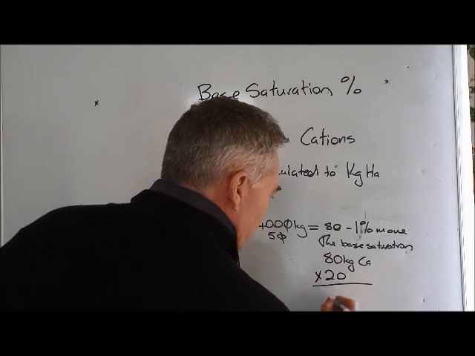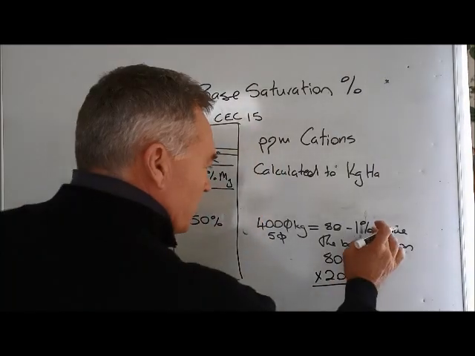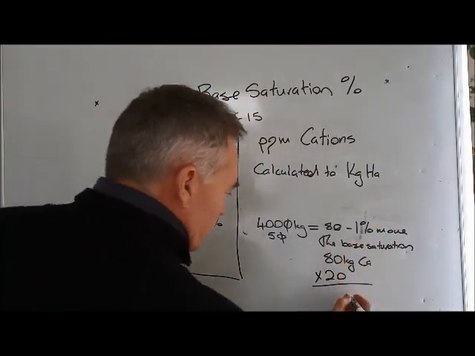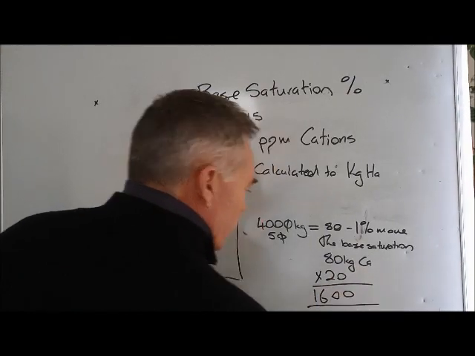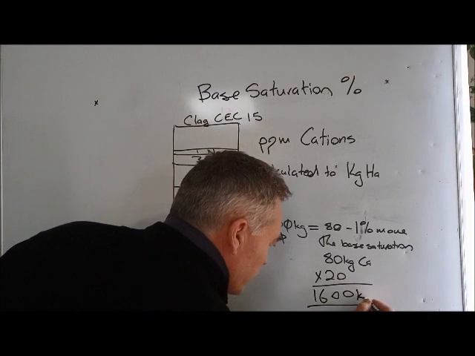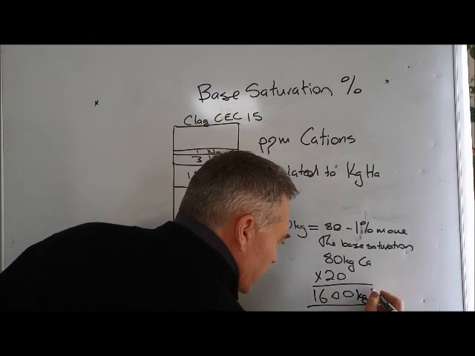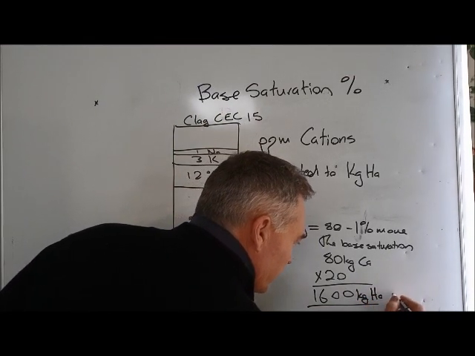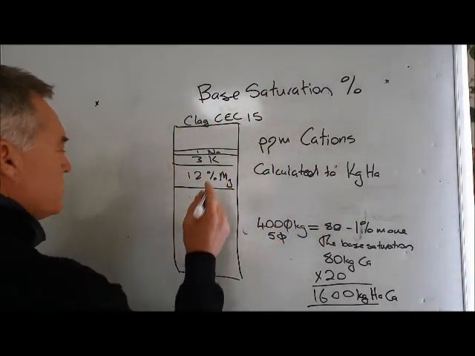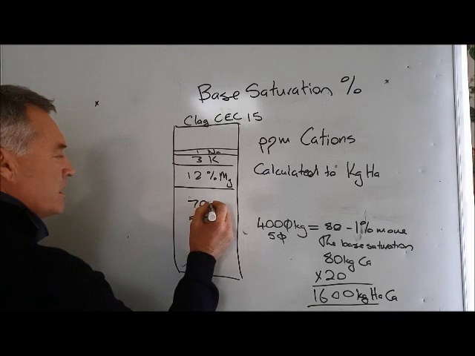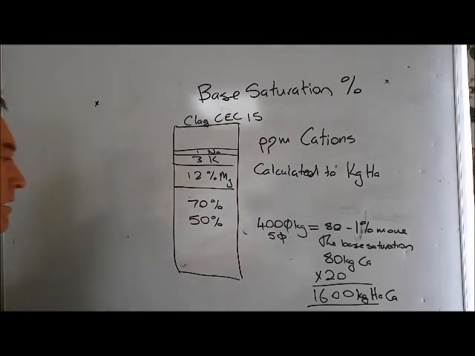We'd go 20 times what it took to move it 1%. So we put down a naught, down a naught. So look, we need 1,600 kilograms a hectare of calcium to lift the base saturation from 50 to 70% in this equation.